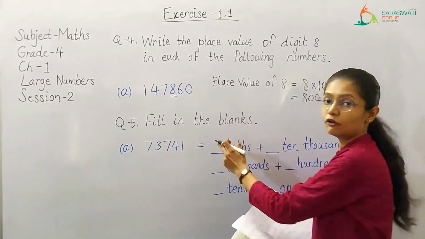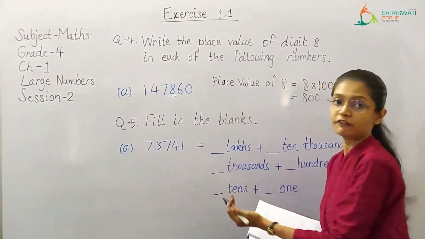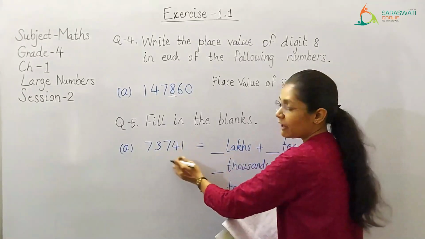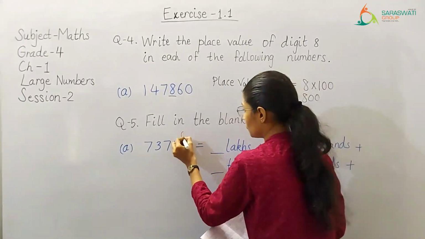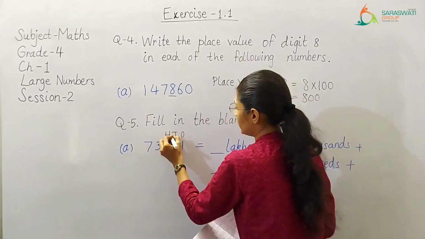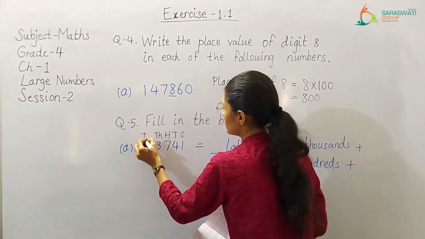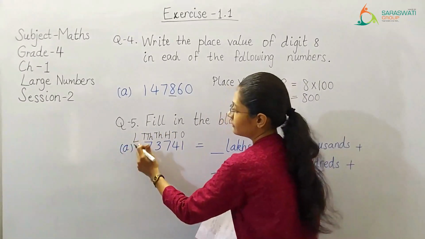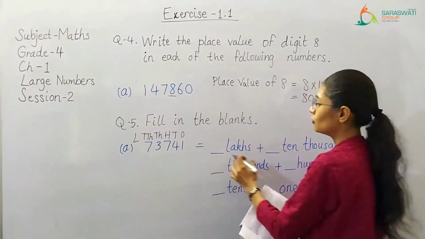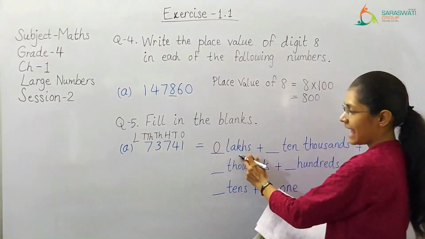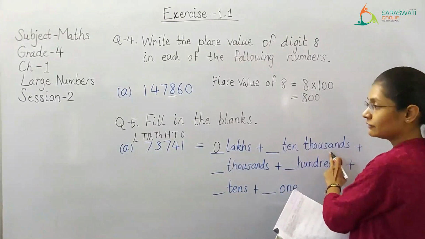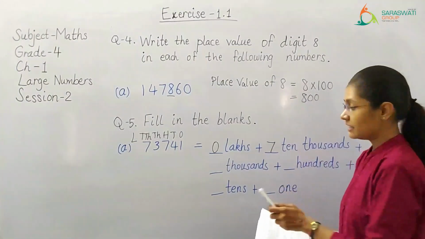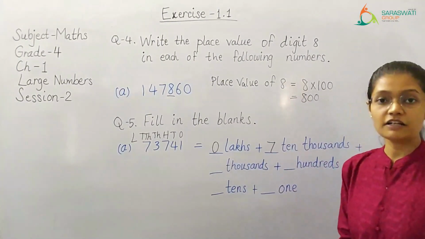Now in the fifth question, we have to fill in the blanks. The numeral is given and we have to complete the expanded form of the numeral. So over here, you should note down the places above each digit. So ones, tens, hundreds, thousands and 10,000s place. Now, the lakhs place does not have any digit. So over here we will write 0 lakhs. Then dash 10,000s. So how many 10,000s? 7. So we will write 7 over here. And in the same manner we will complete the expanded form.